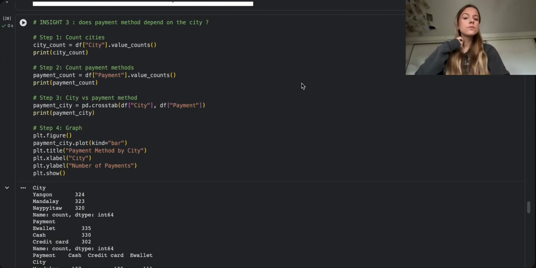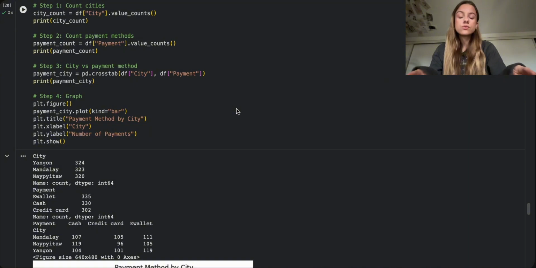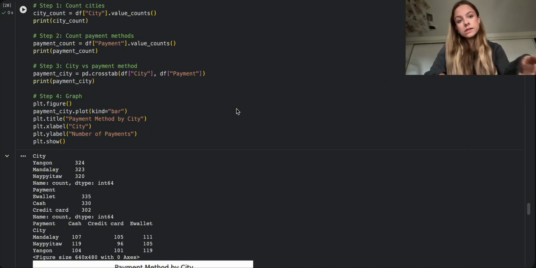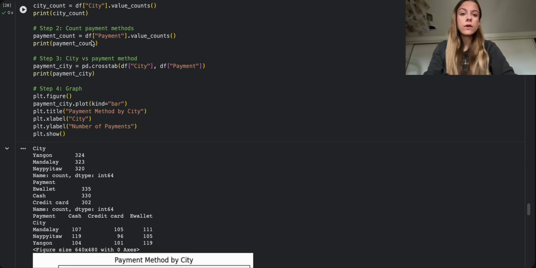For the third insight, we decided that we'll analyze whether the payment method depends or not on the city. So first we count the number of transactions made in each city using the function value_counts, which helped us to understand which city was the most represented in the dataset. Then we used the same function in order to identify the most frequently used payment method.